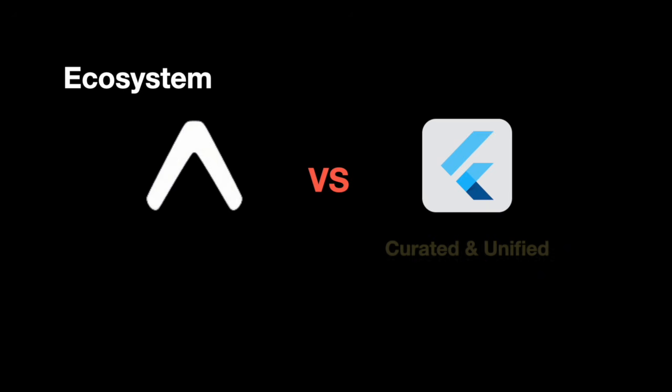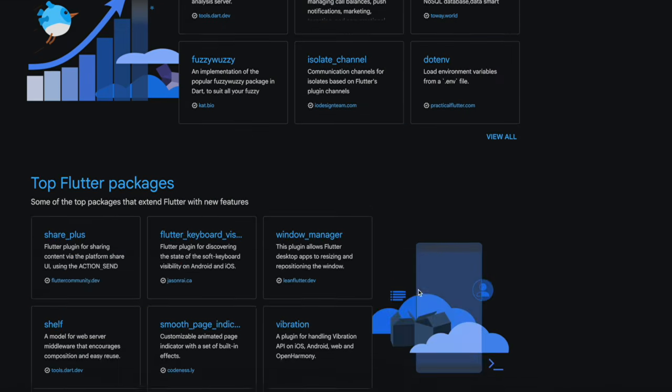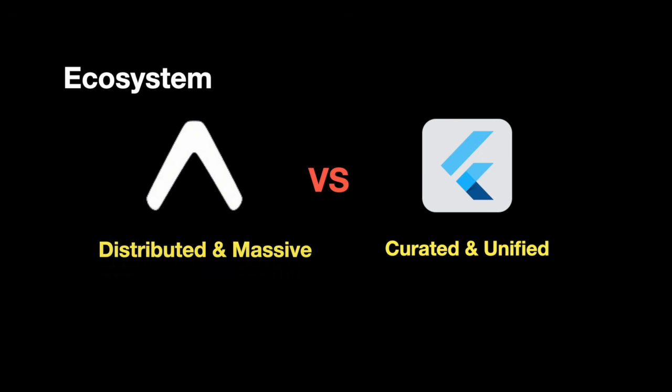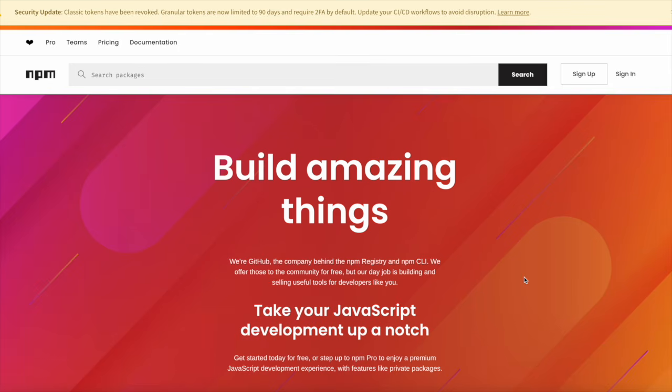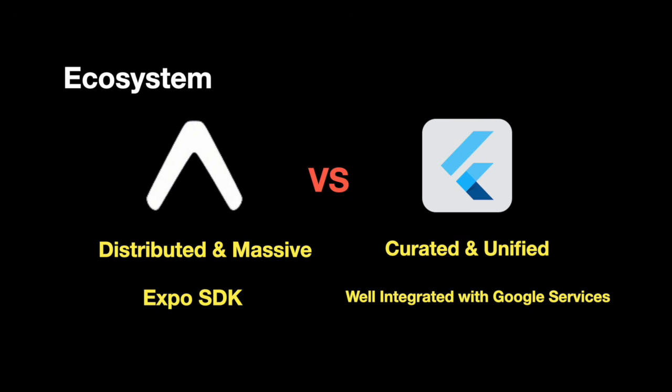Flutter's ecosystem is curated and unified. Packages are specifically designed for Flutter and available on pub.dev. Expo is more distributed and massive because it's a JavaScript framework where you tap into the global NPM ecosystem of 2 million plus packages. Flutter is maintained by Google, so it's well integrated with Google products like Firebase, Google Ads, and so on. Expo provides a massive standard library that covers 90% of app needs.